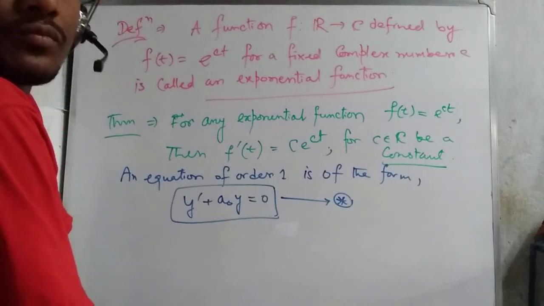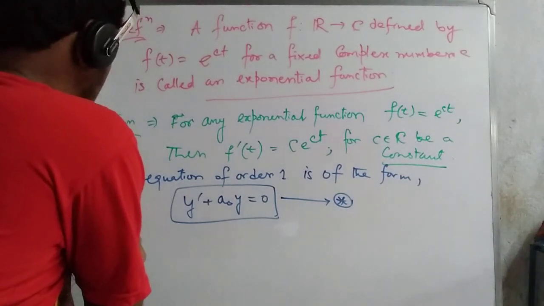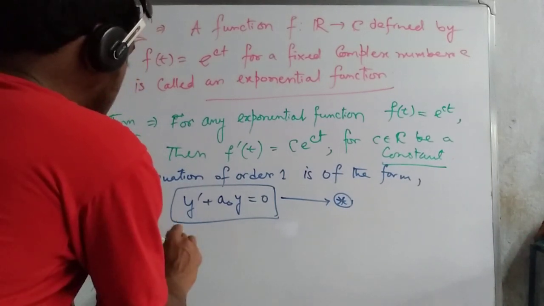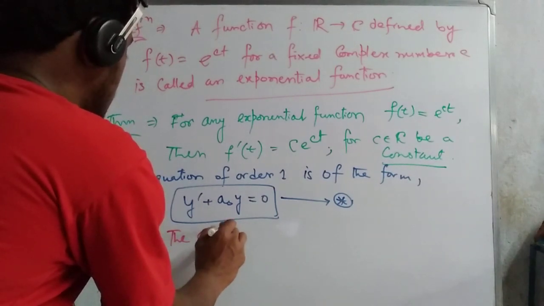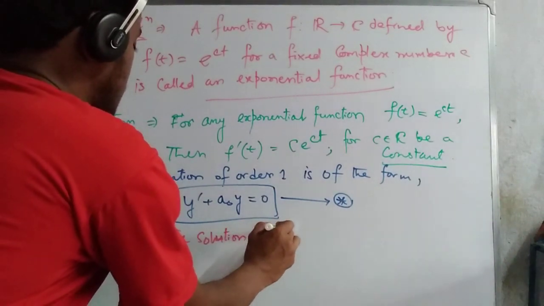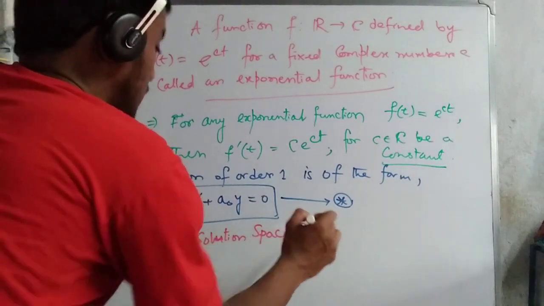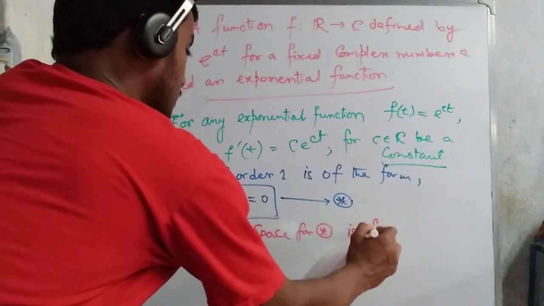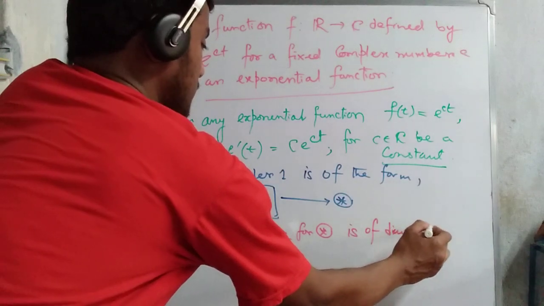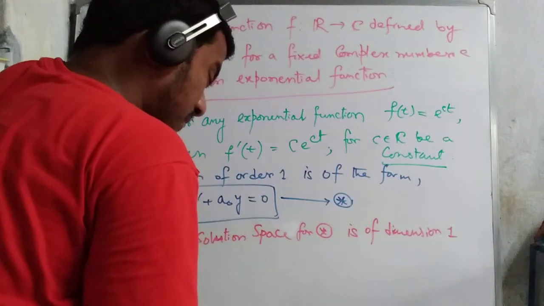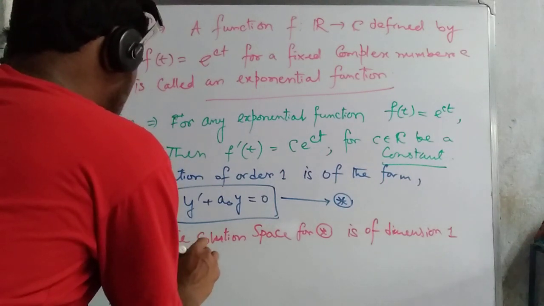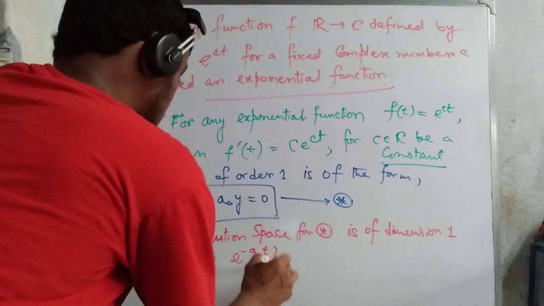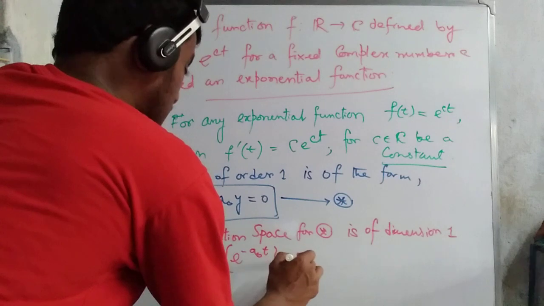Then we go to another theorem related to that topic. We write here the theorem: the solution space for star is of dimension 1, and it has e to the power minus a0 t as a basis.